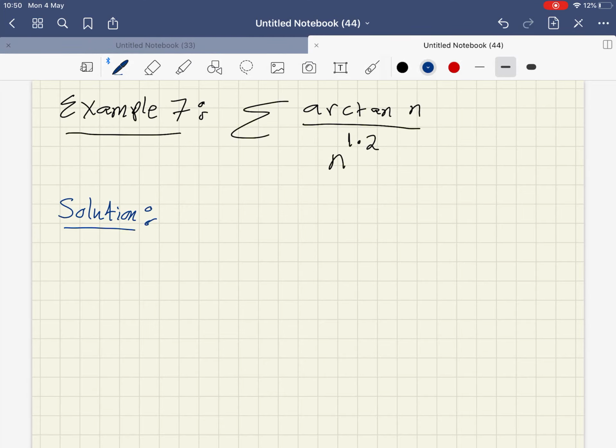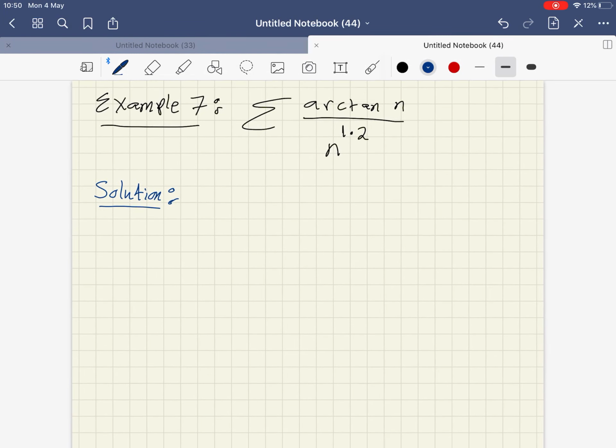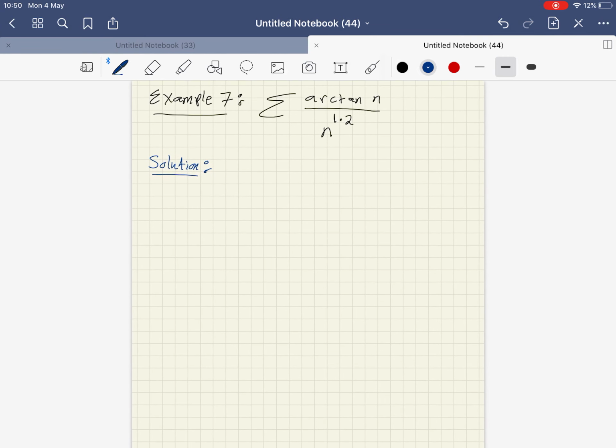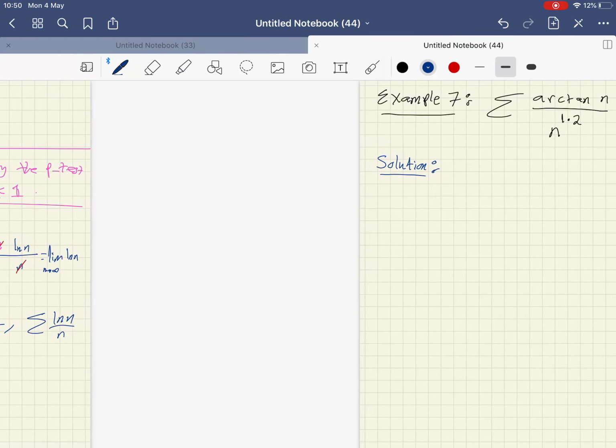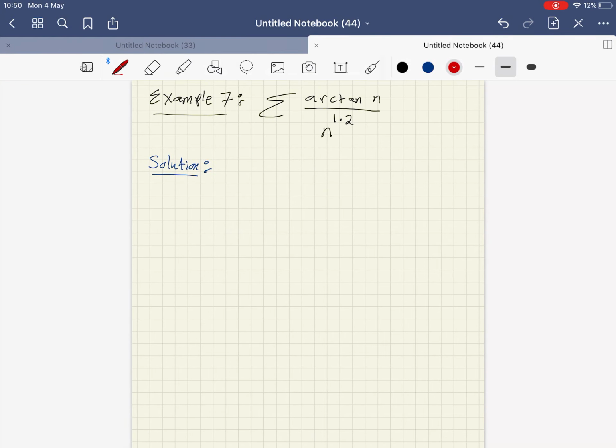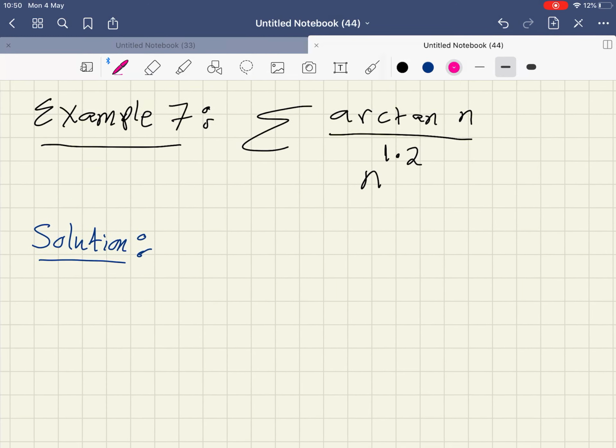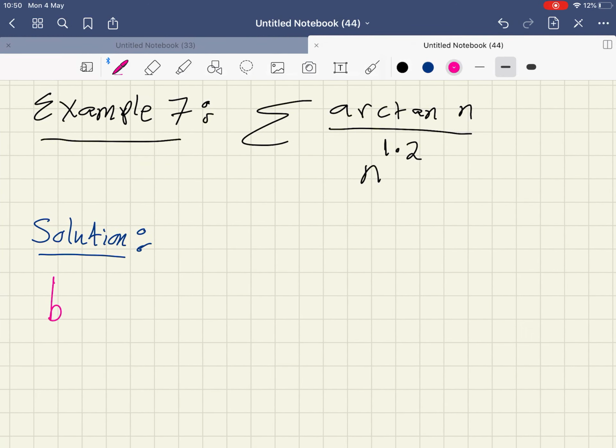Okay, welcome student to section 11.4, the limit comparison test. In this question, we have a similar question to the previous one. It's arctan, which is tan inverse, of n over n^1.2. And if you look at the previous one, it was ln n over n, so it's kind of similar. So I will try first of all to use the same idea as we did before. The idea is Pn, I will write it n^1.2 in the denominator, and here I will write 1.